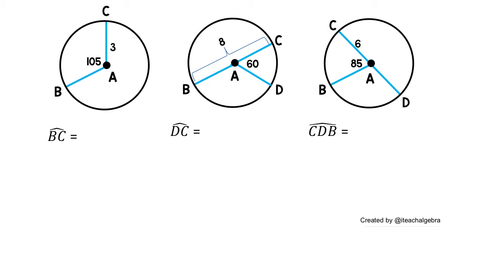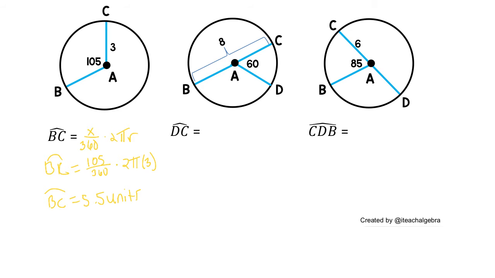Splendid. A couple more to try here. If you have not tried any of these, let's pause and try one on your own. All right, we've got arc BC we want to know. We're going to use the same equation. I'm going to keep writing it down so it's hard to forget. If we put in what we know, BC is 105 over 360 times 2 pi times 3. Put that in your calculator, and arc BC is 5.5 units.